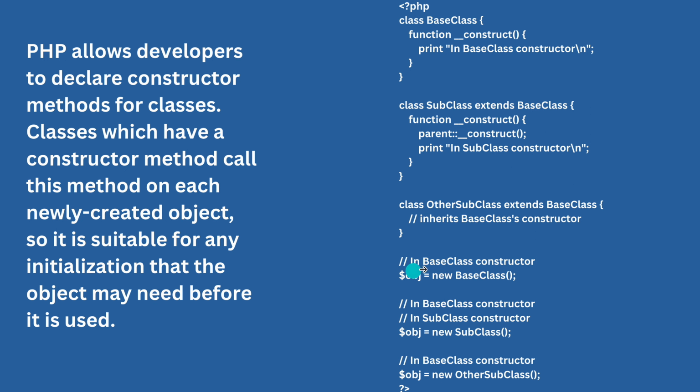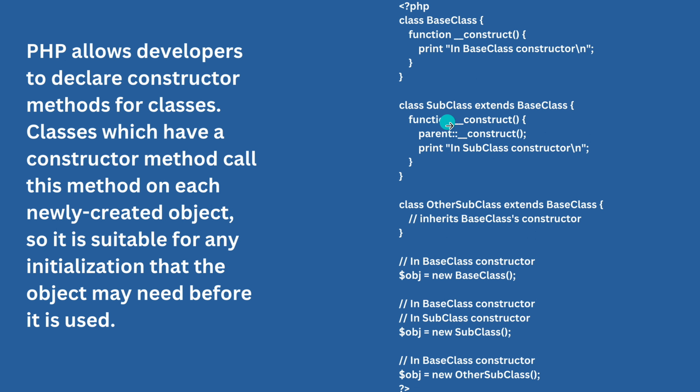See, object new BaseClass. What will happen once this object is created? It will print "in base class constructor", because I'm creating an object of this base class, and once I'm creating the object, by default this function will be called. Another example: object new SubClass. I'm creating an object of this.